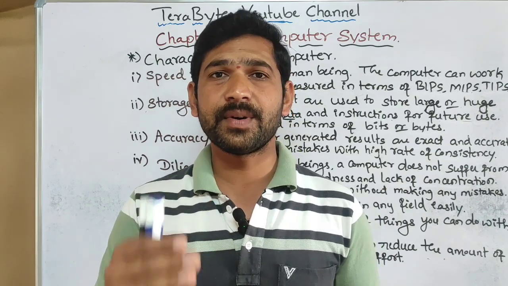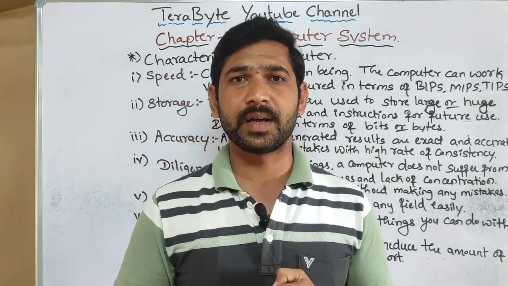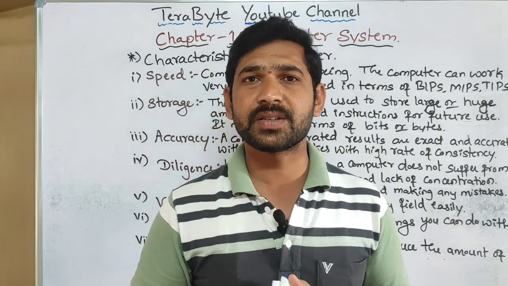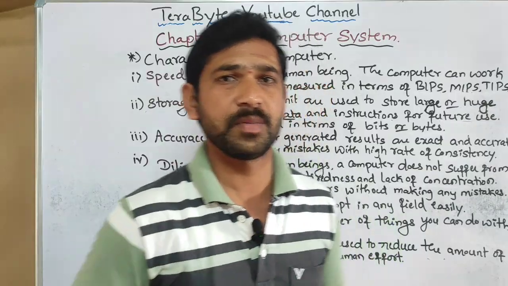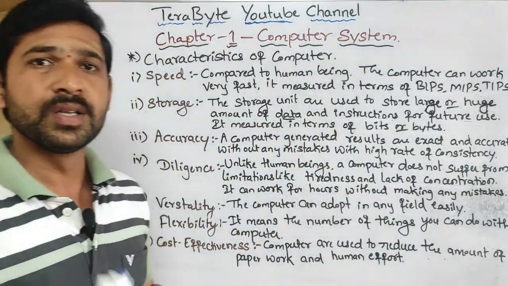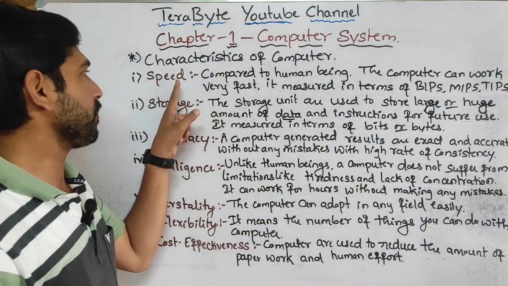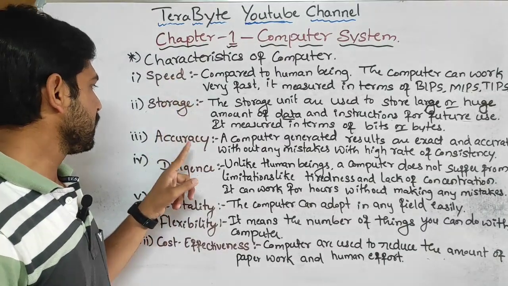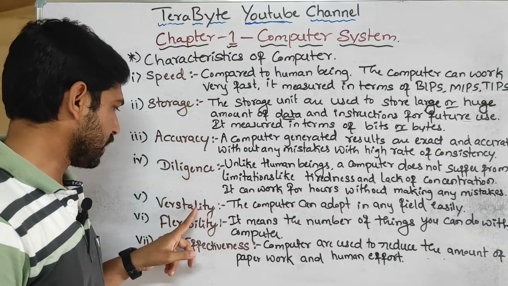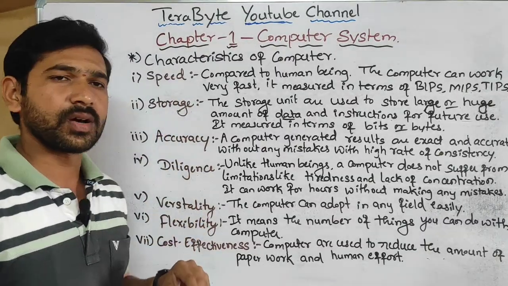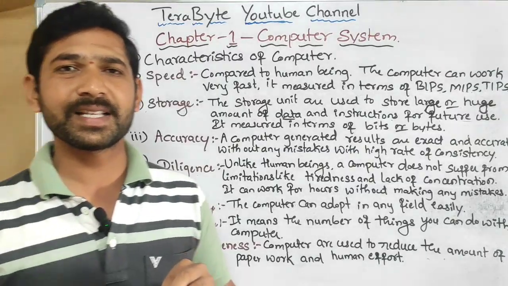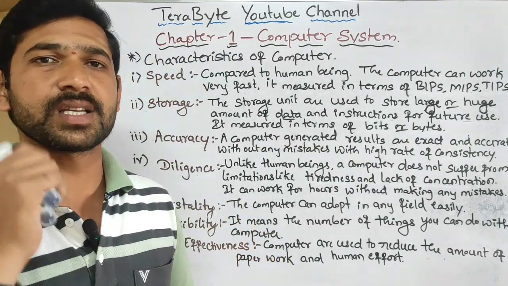Okay? So the next one is characteristics of computer. Let's discuss it now. There are 7 characteristics of computer: speed, storage, accuracy, diligence, versatility, flexibility and cost effectiveness. So let us discuss one by one.